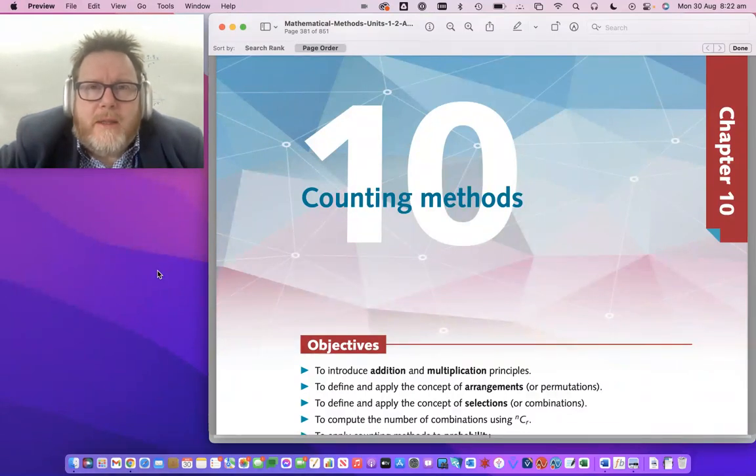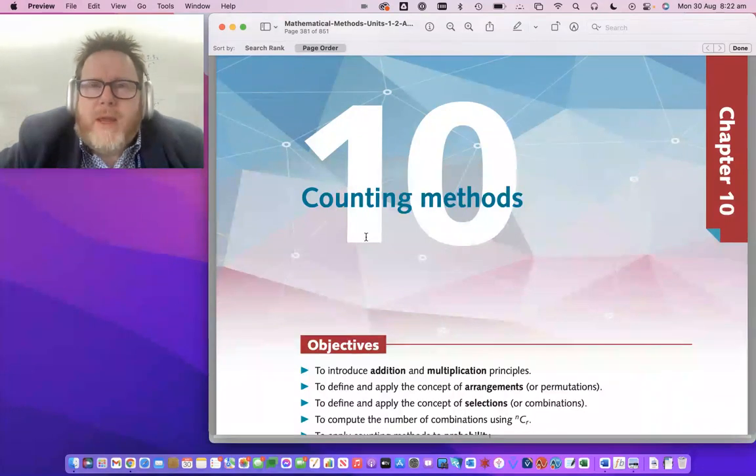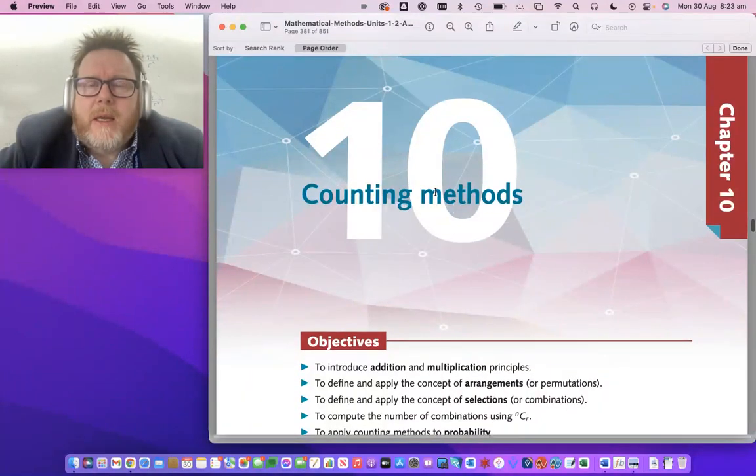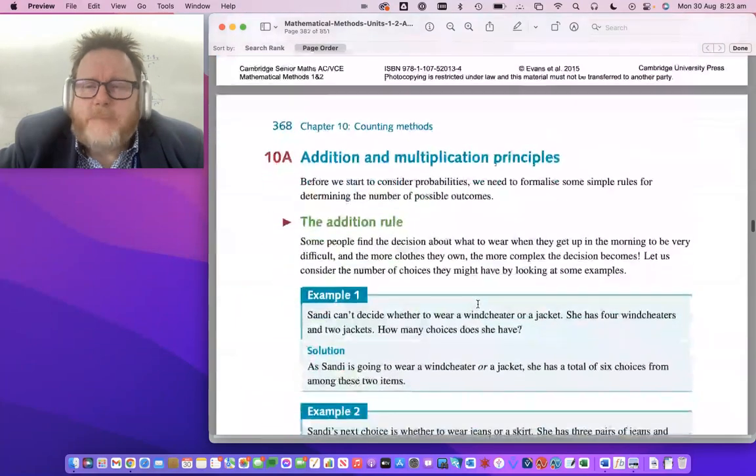So that's what we're doing in the next few videos. We're going to have a look at counting methods. The very first thing we're going to do is have a look at some basic principles of counting methods before we go on to specific formulas. And that's why we're starting off with the textbook here. It's not worth writing stuff out so much as just being aware of these principles, the addition and multiplication principles. So let's get stuck into it.